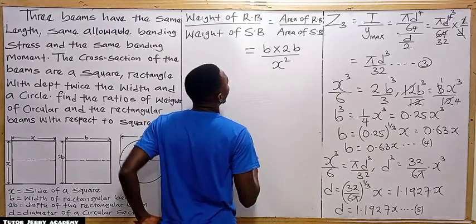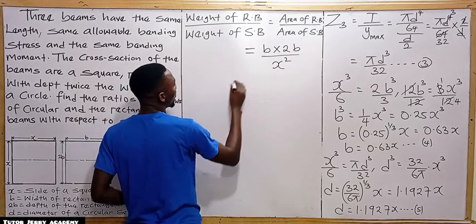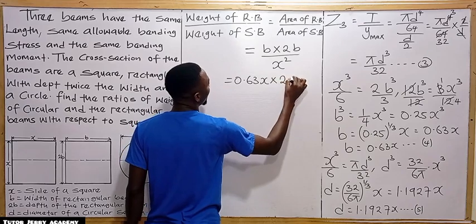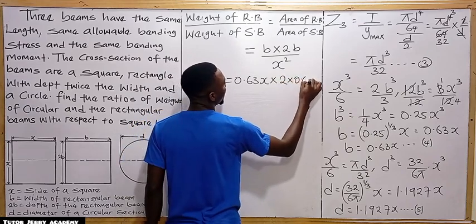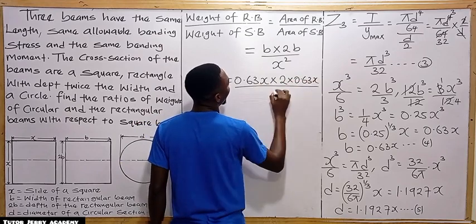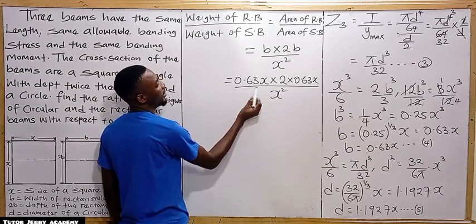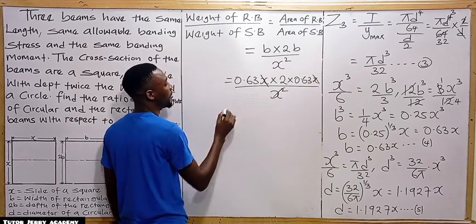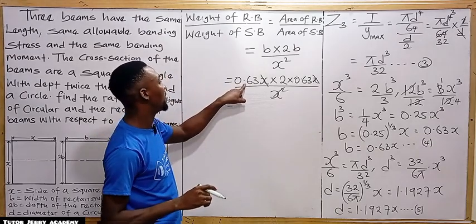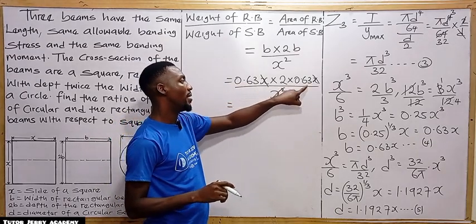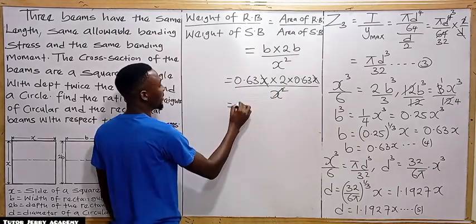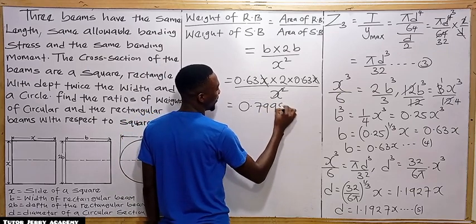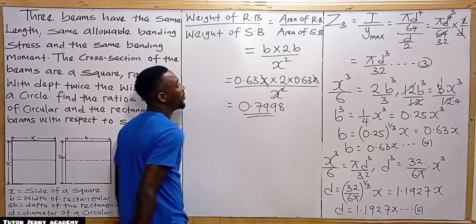All right. So we are going to say that this is equal to 0.63s multiplied by 2 multiplied by 0.63s divided by s square. And you know this s times s here is s square, so this s and this s will go with this. So if you multiply 0.63 multiplied by 2 multiplied by 0.63, you are going to have 0.7998. So this will be the first solution.